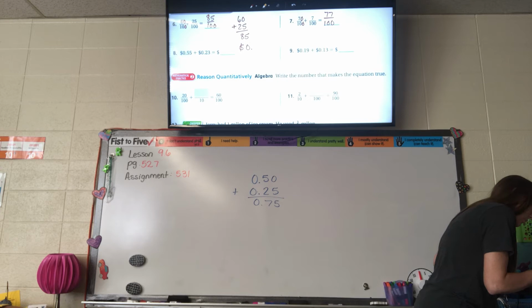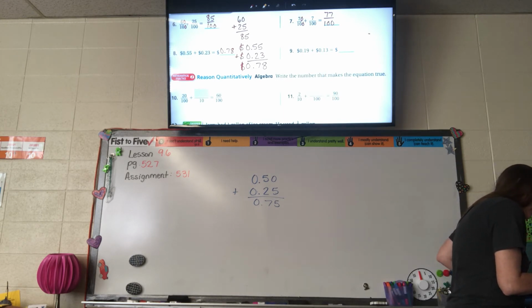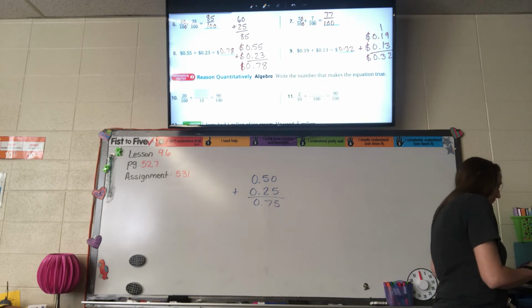Okay, then I'm going to stack these up. Dollar sign 0.55 plus dollar sign 0.23, and that gives us 78 cents. And then 19 cents plus 13 cents, dollar sign 0.19, dollar sign 0.13. 9 plus 3 is 12. Put down the 2, carry the 1, and that will give you 32 cents. Okay.